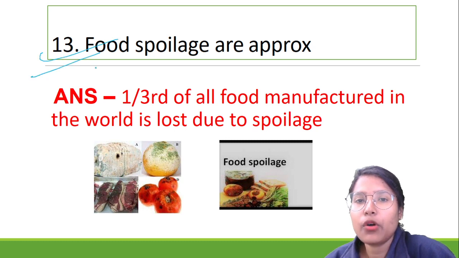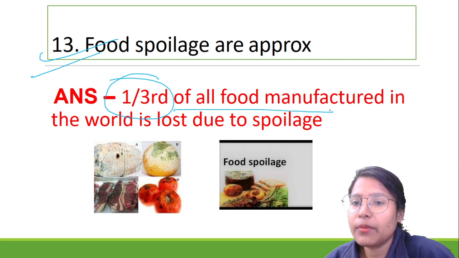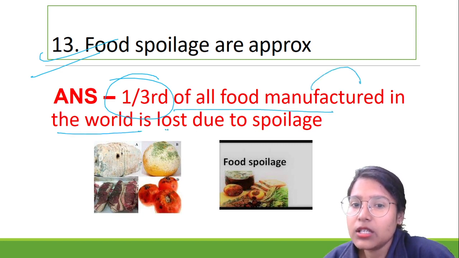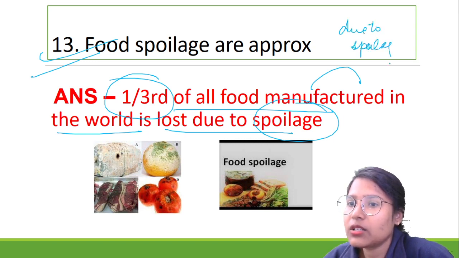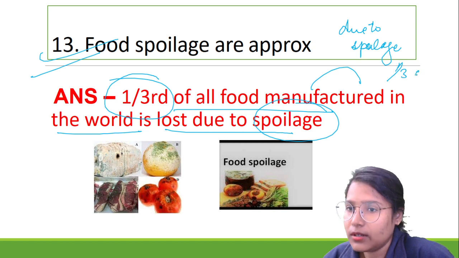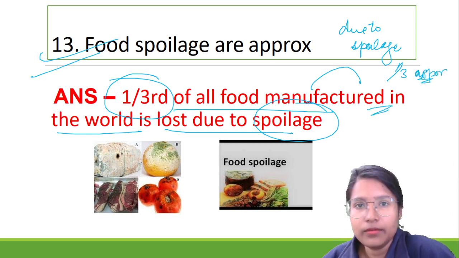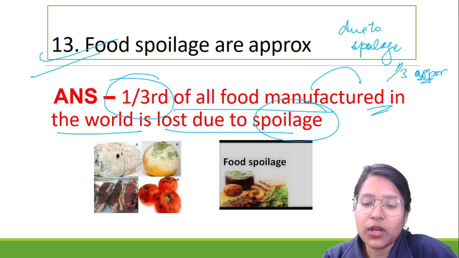So approximately how much food gets spoiled? About 1/3 of the food manufactured in the world is lost due to spoilage. Approximately 1/3 of food gets spoiled by food spoilage.